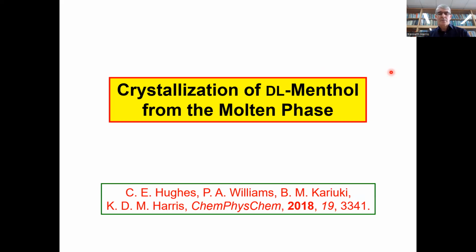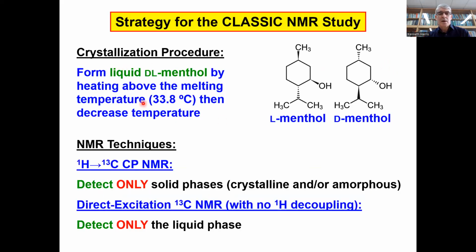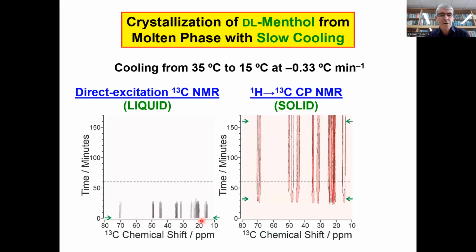One is crystallization from the liquid phase of DL menthol. Here we melt the DL menthol, we cool gradually and monitor the solid state NMR spectrum and the liquid state NMR spectrum in the classic NMR experiment, alternating between the measurement of the solid state NMR and the liquid state NMR spectrum. So here are the results. On the left-hand side, liquid state NMR as a function of time during crystallization, and on the right, the solid state NMR spectrum as a function of time.